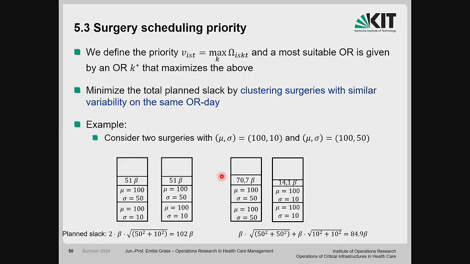If we assign similar surgeries to the same day, then we have a higher slack time on one day, but less on the other, so that overall we have less slack time, less unused time, for the second case when we put similar surgeries together than when mixing them. So it is better to cluster the same variabilities on one day in order to reduce slack times. So this is the idea, and we choose this one.